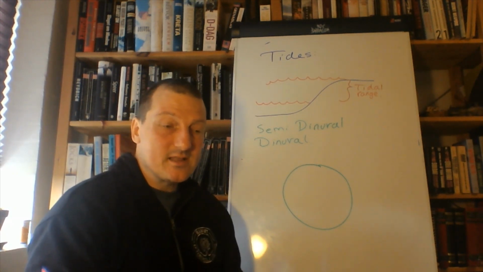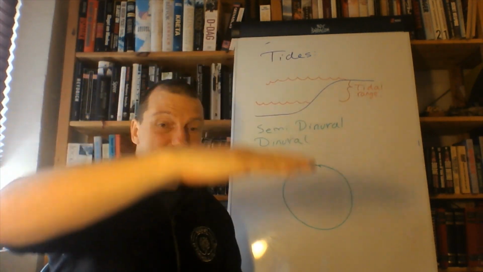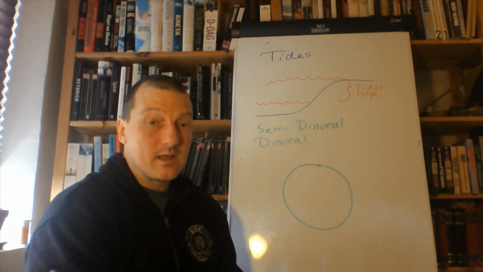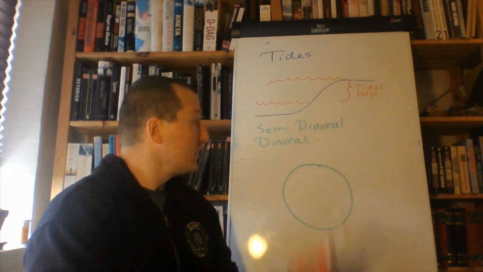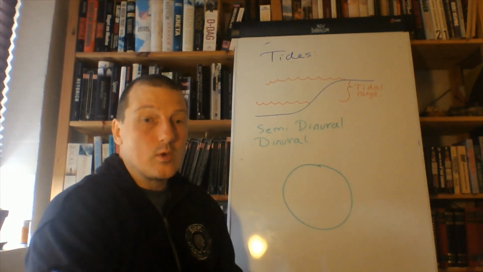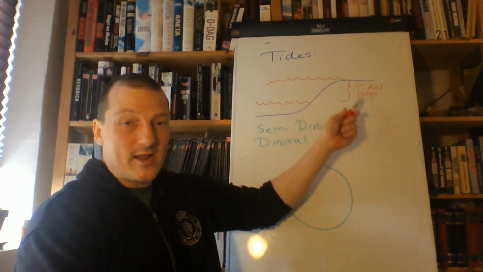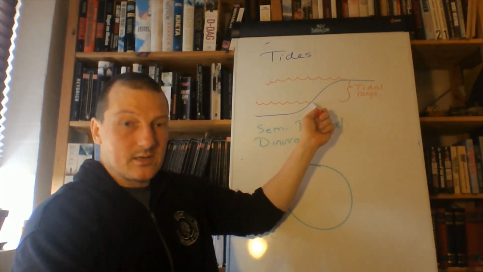And tide is a phenomenon where the water level will sometimes be higher and sometimes be lower during the day. This can either be semi-diurnal, which means it'll change twice a day, or it can be diurnal, which means it changes once a day. We call this the tidal range, which is the difference between the highest tide and the lowest tide.